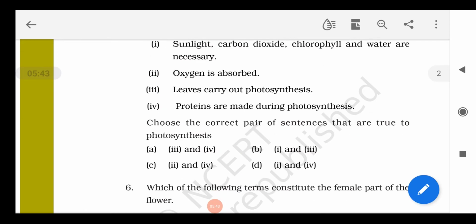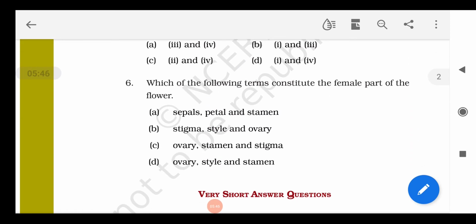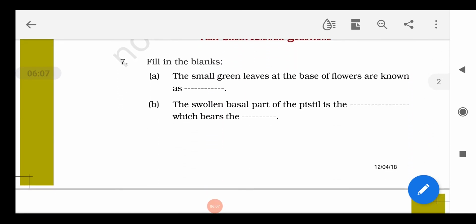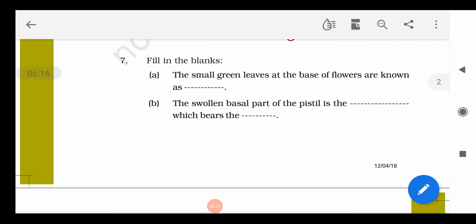Question number 6. Which of the following terms constitute the female part of the flower? So female part of the flower is constituted by style, stigma and ovary. Now we'll move to question number 7. So fill in the blanks. Small green leaves at the base of flowers are known as sepals.